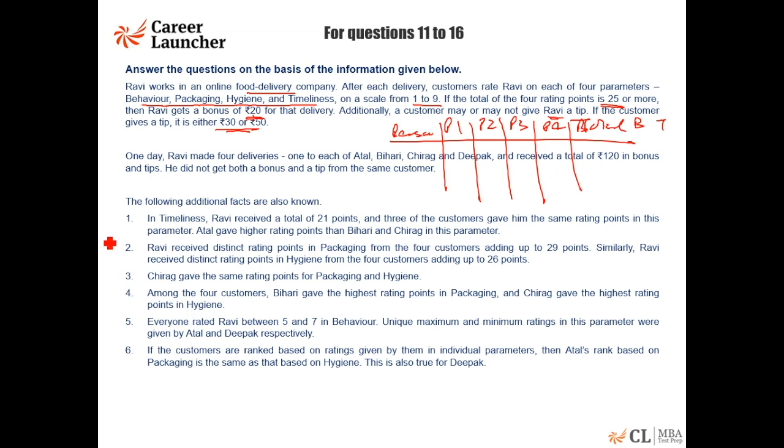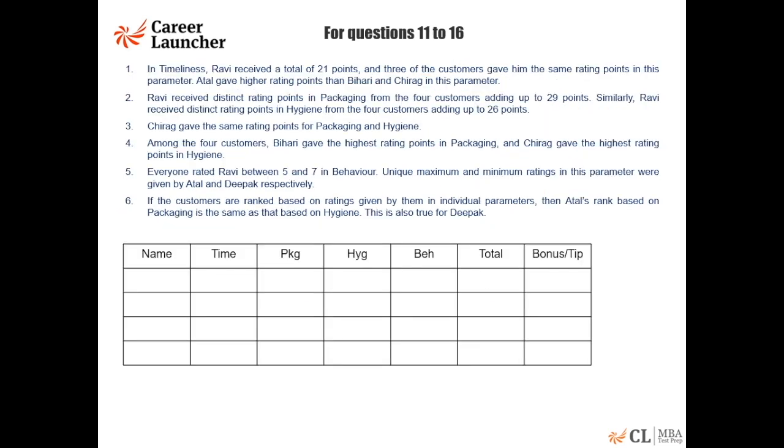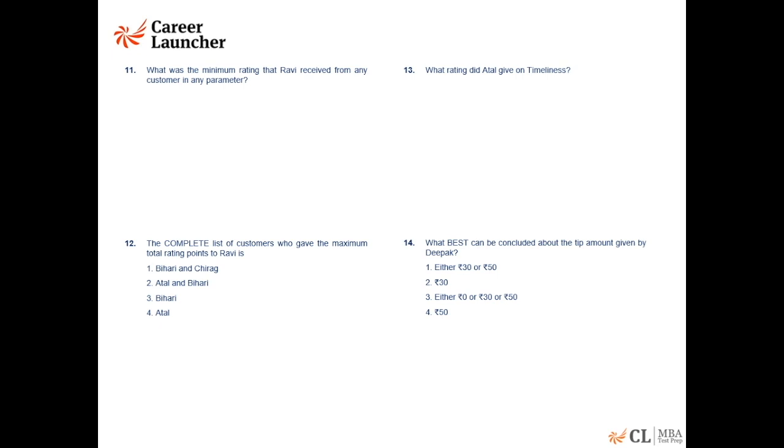So there's a kind of table I'll need to create. And in terms of number of statements, 6 statements usually are sufficient to solve the data sets, and it has got 6 questions. So again, I'm a little favorably inclined toward this set. A quick look at the questions. Definite answers in 2 of the 4 questions. What best can be completed? The complete list of who gave maximum rating points.